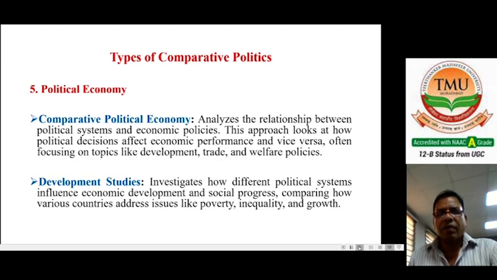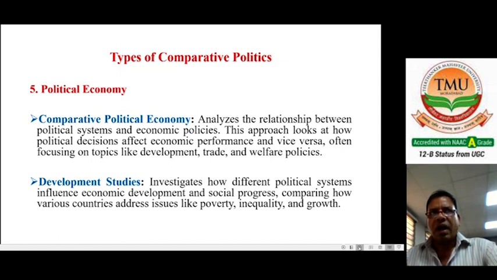The next type of comparative politics is called comparative political economy. It analyzes the relationship between political systems and economic policy. This approach looks at how political decisions affect economic performance and vice versa, often focusing on topics like development, trade, and welfare policy.